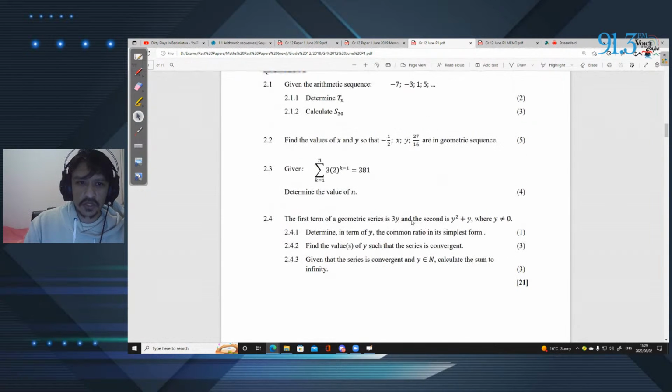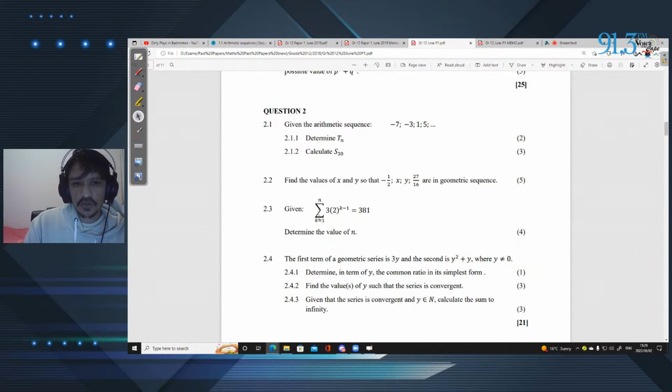So now the next question. And this often throws students off when they see summation notation. They tell us here in 2.3, given that the sum of, we're going to k equals 1, we're starting with k equals 1, and we can go to n terms. We don't know what the value of n is. We'll find it out, right? They tell us that 3 times 2 to the power of k minus 1 summed to n is equal to 381.